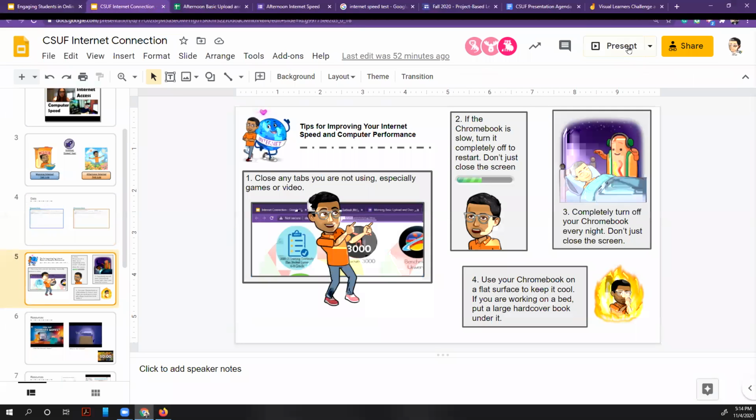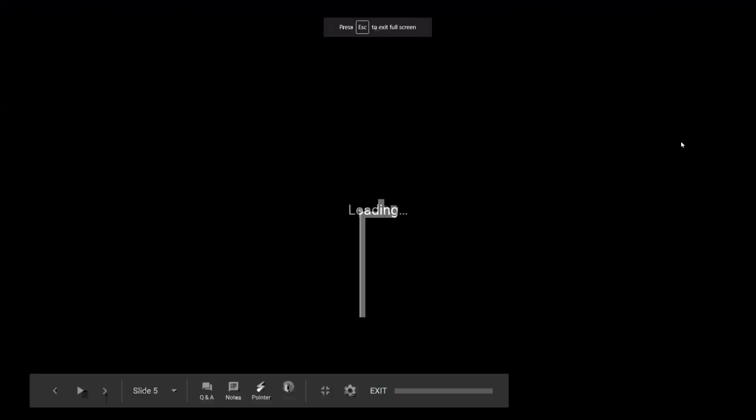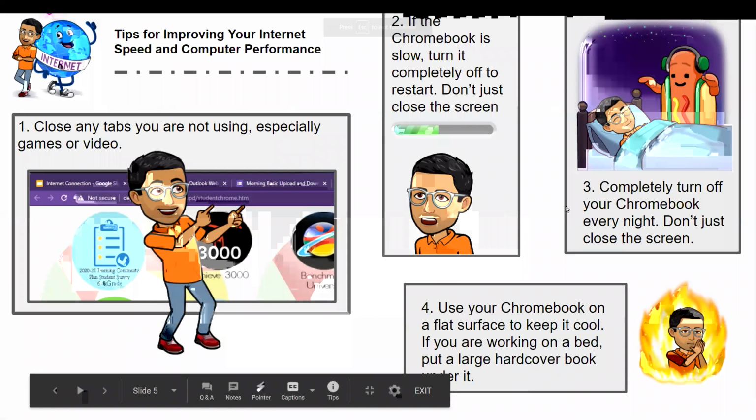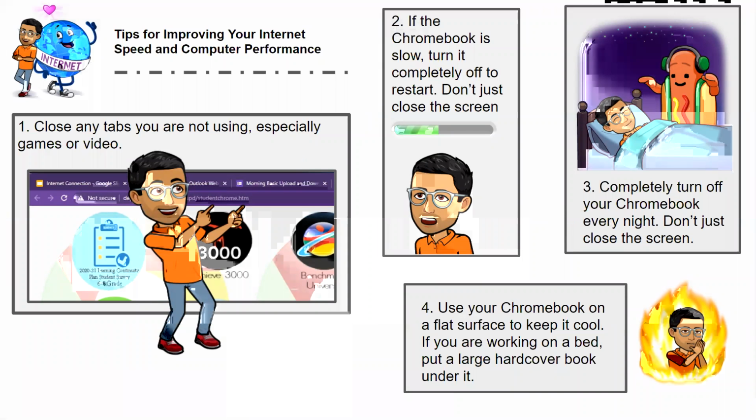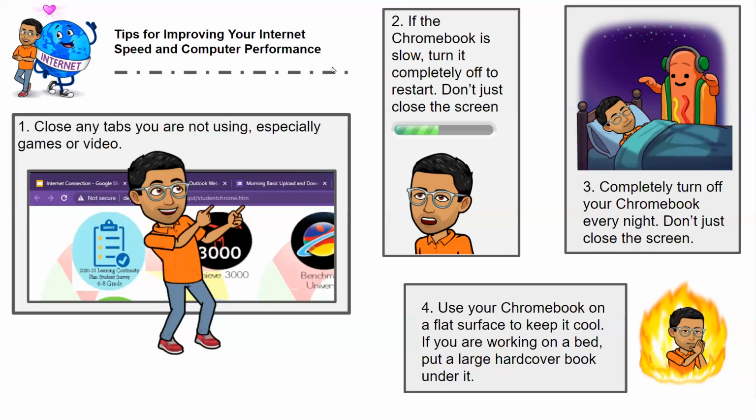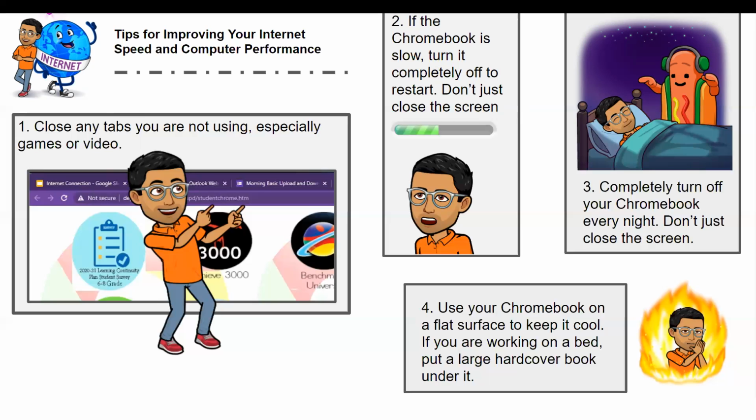When we talked about improving the internet performance, we did just some basic research. And again, you could take these and add your own Bitmojis. We talked with the kids and told them, if you're not using any tabs, make sure you close them, especially if it has something with games or videos. If the Chromebook is going slow, you could turn it completely off to restart it, but don't just close the screen. It's interesting how many of the kids didn't realize that just closing the Chromebook wasn't enough, that actually is not helpful for your Chromebook.